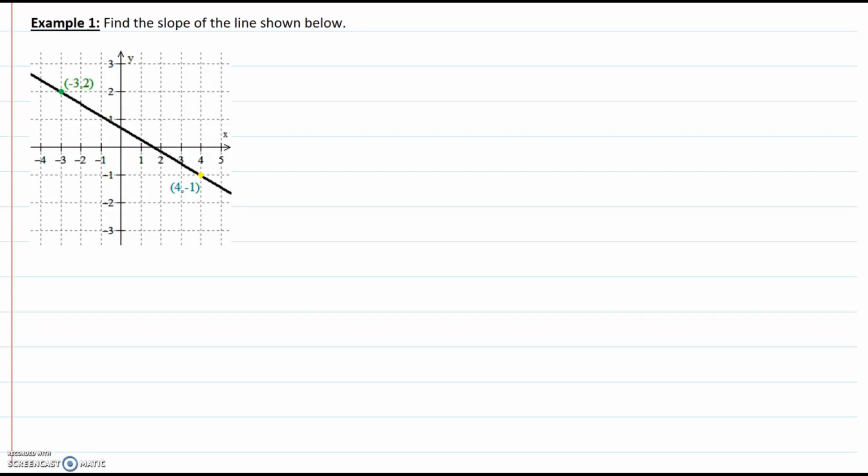So in this example we have to find the slope of the line that's shown below. And we can see that there are 2 points identified on the line. The 2 points are (-3, 2) and (4, -1).